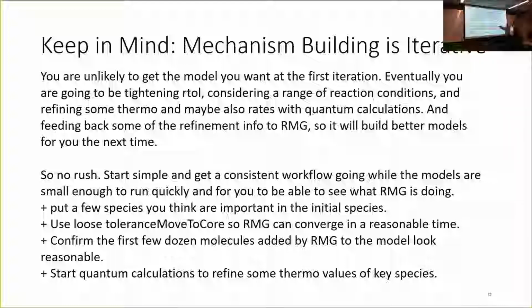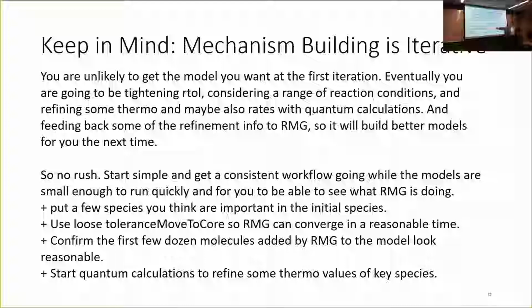So you usually know something about your system, more than you think, regardless of the system. And anything you do know, you can go and put in. So you can put in initial species in your input file. You can put in species you know are going to be important. That will help RMG to make sure it pays attention to them.